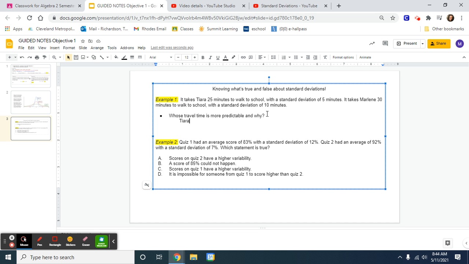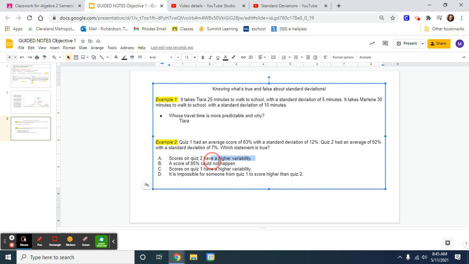Quiz 1 had an average score of 83% with a standard deviation of 12%. Quiz 2 had an average of 92% with a standard deviation of 7%. Okay, which statement is true? So let's just go through each one. So option A says scores on quiz 2 have a higher variability. So remember, quiz 2 deviation was 7, while quiz 1 is 12. So do we agree with this? Do we think 7 is higher than 12 as far as how it's going to vary? No. So I don't think A is right.